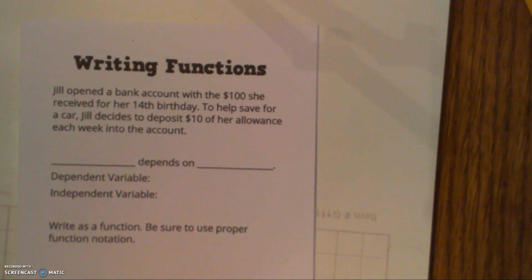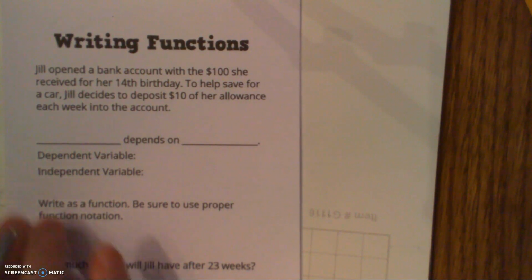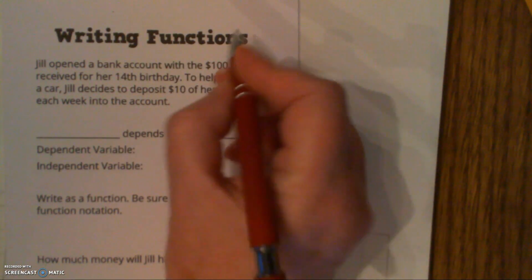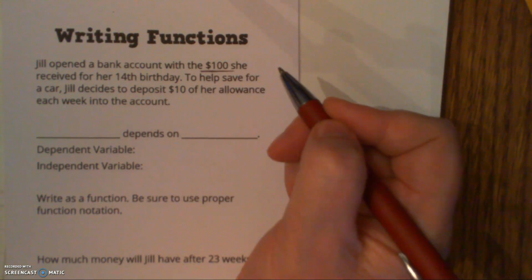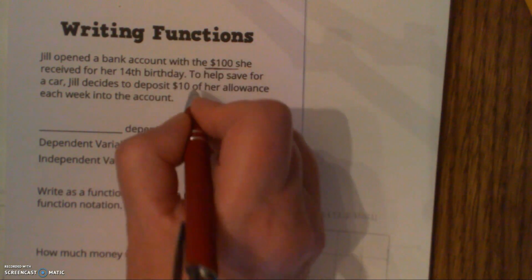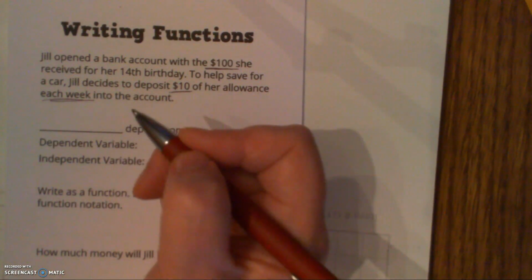Okay, we are going to do an instructional video on writing functions from real-world problems. The first one we're going to do is: Jill opened a bank account with $100 she received for her 14th birthday. To help her save for a car, Jill decides to deposit $10 of her allowance each week.